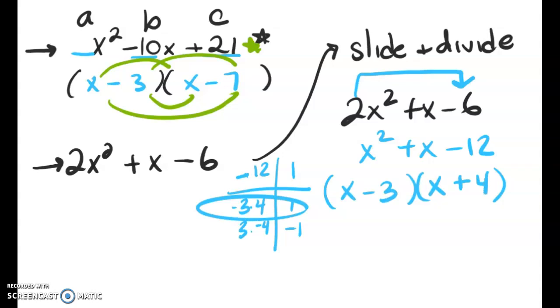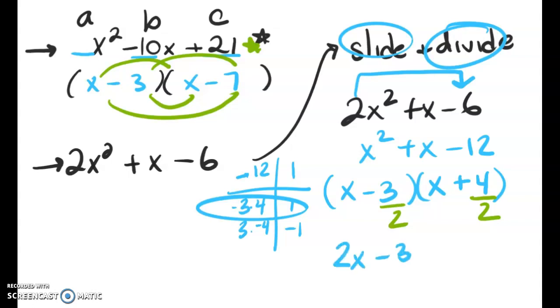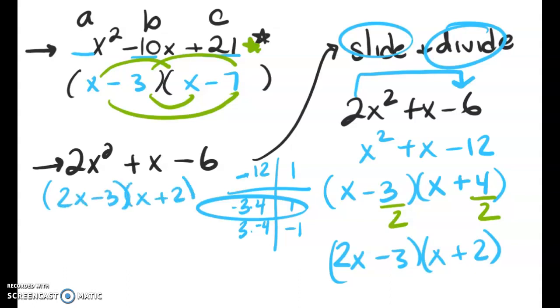And now it's slide and divide. So I have to divide out what I slid down, which was 2. And so I can't simplify this 3/2 any further, so I'm going to slide the 2 back in front of the x, and this becomes x plus 2. So the factored form of this would be 2x minus 3 times x plus 2. If I wanted to check this, I could FOIL it, and I would see that I end up back at this place.